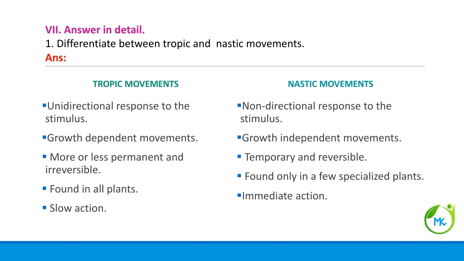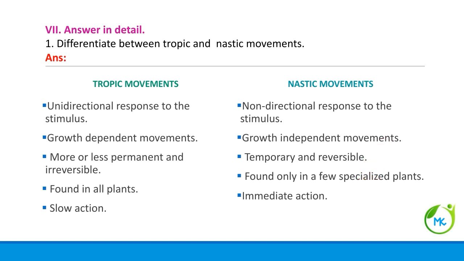So tropic movement is found in all plants. So you can see the tropic movement in case of all plants. In all plants, root is going to grow towards the gravity, shoot is going to grow towards the light. So it is found in all plants. Whereas nastic movement is found only in a few specialized plants. For example, the touch-me-not plant, moonflower, and in certain cases, for example, the insectivorous plant. So we saw the thigmonastic movement in case of Venus flytrap. On the touch of the insect, it closes. So they are found only in few specialized plants.